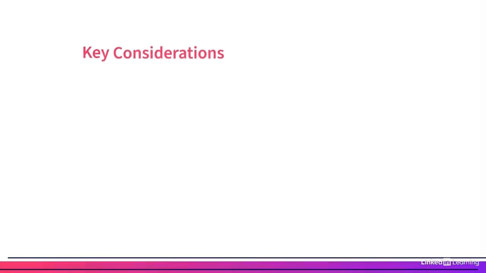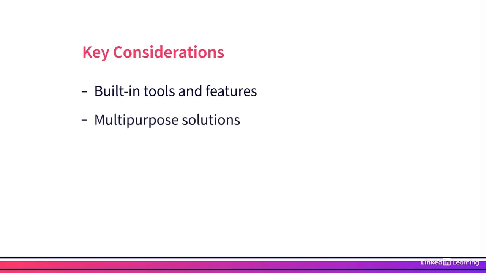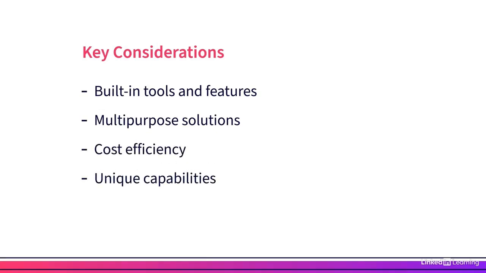So just to summarize, the key considerations that you should be taking a look at when vetting social media tools are making sure that you're using built-in tools and features, making sure that you're looking for multi-purpose solutions, making sure that when you decide to go with a tool that it is cost-effective. Always be looking for tools that have unique capabilities, and of course, we want tools that can be reliable. So if you keep these considerations in mind when you're looking for social media tools, I have a hunch that you're going to find a few platforms that are really going to be valuable to you.